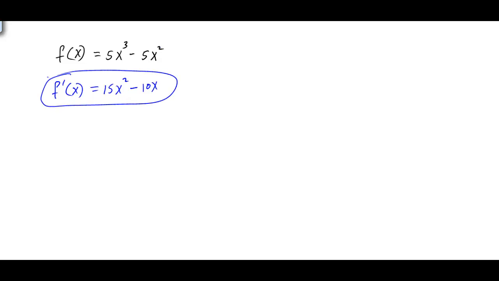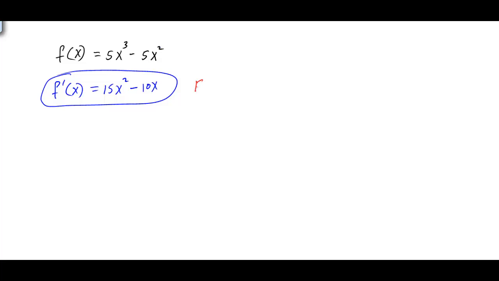And we will look at one more example here. Let's say f of x equals 5x cubed minus 5x squared. And let's say that here we want to find the derivative, f prime of x. So we would take 3 times 5 and we get 15x squared minus 2 times 5 is 10x, and we reduce the exponent 2 to 1, so we end up with a minus 10x. So this is our derivative.